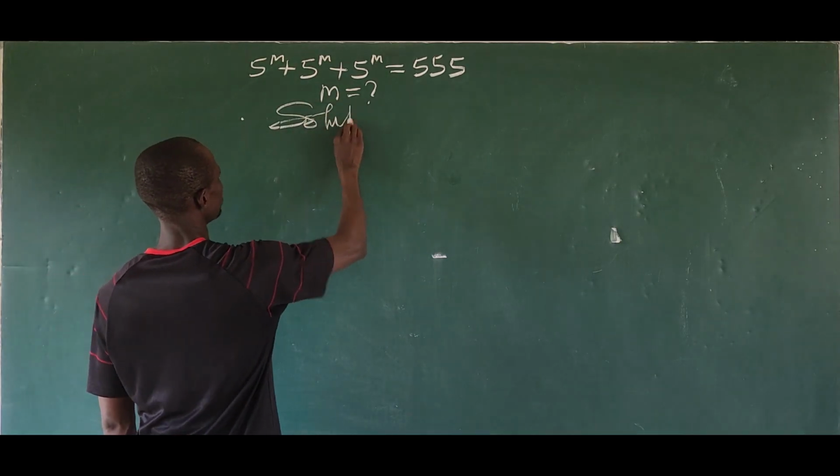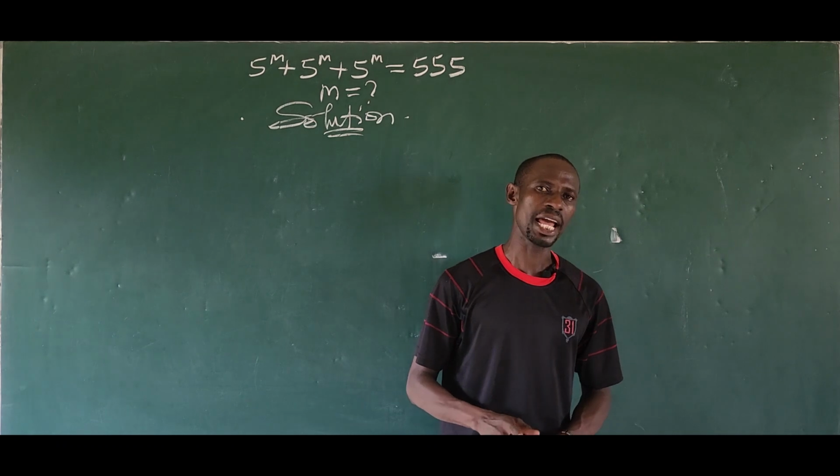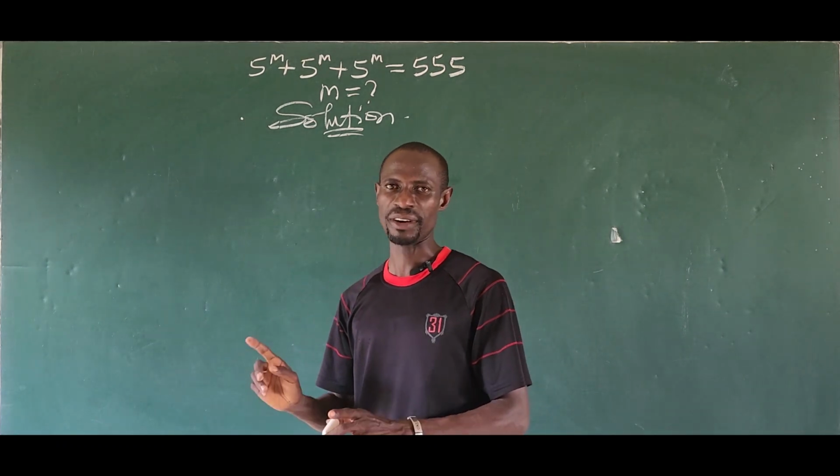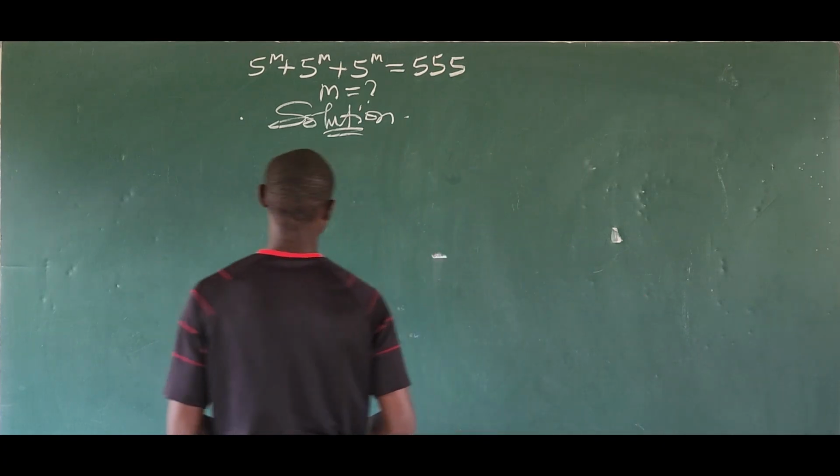The question reads: 5 to the power of m plus 5 to the power of m plus 5 to the power of m equal to 555. So what is the value of m here?